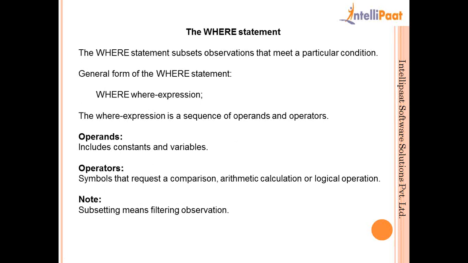Now, when we talked about the subsetting of data sets, here is the WHERE statement. See how you are going to create a subset for your data set. The WHERE statement subsets observations that meet a particular condition. The general form is WHERE expression. This is the one line which you need to put into your SAS program. Now, a WHERE expression is a sequence of operands and operators. Operands include constants and variables; operators are symbols that request a comparison, arithmetic calculation or logical operation.